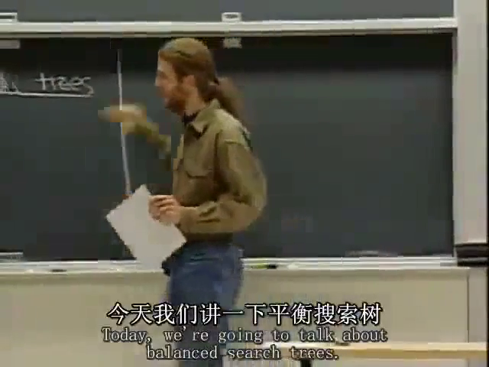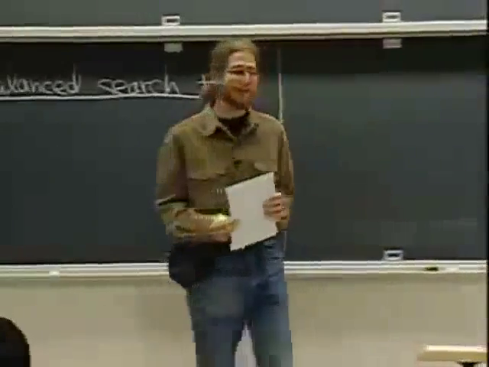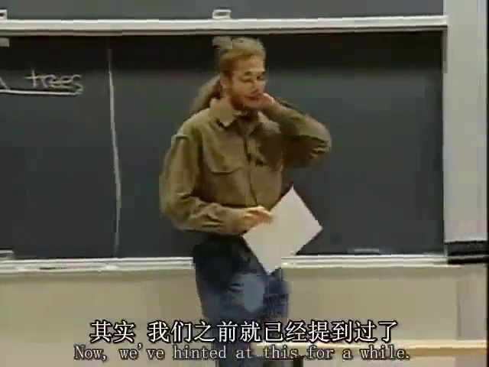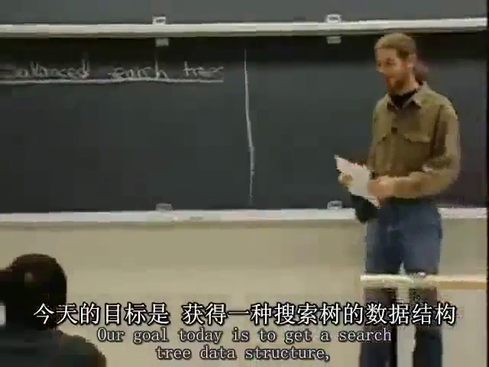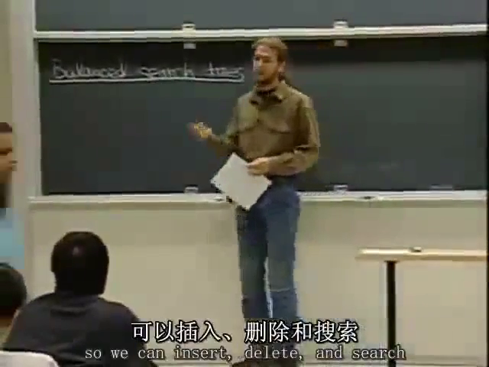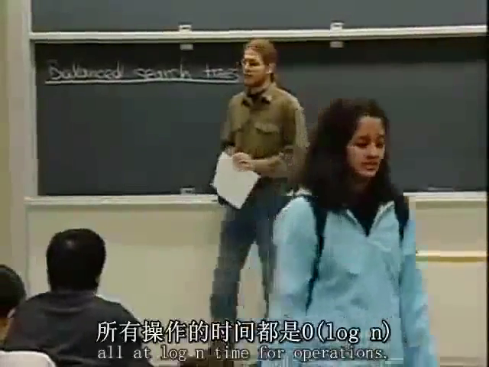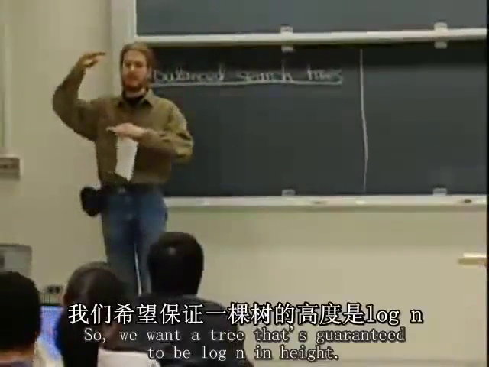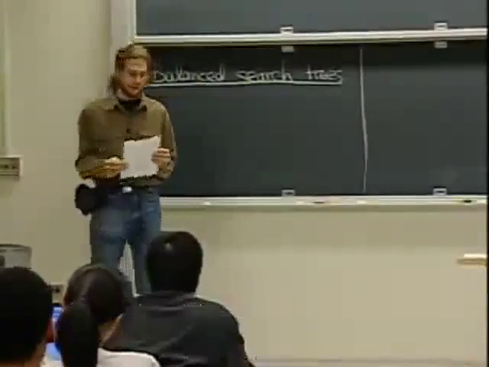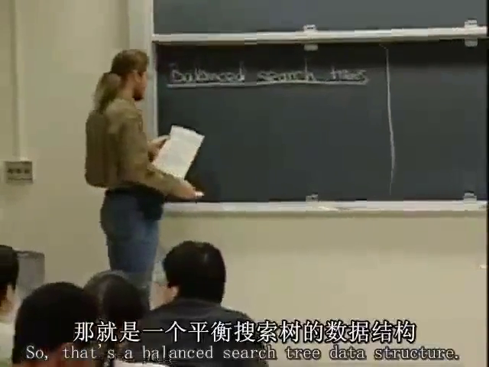Today we're going to talk about balanced search trees. Now, we've hinted at this for a while. Our goal today is to get a search tree data structure so we can insert, delete, and search, all in log n time per operation. So we want a tree that's guaranteed to be log n in height. So that's a balanced search tree data structure.